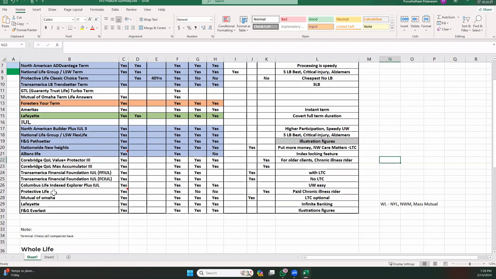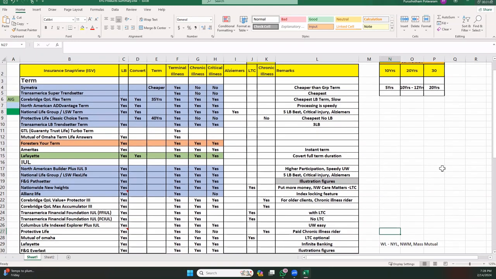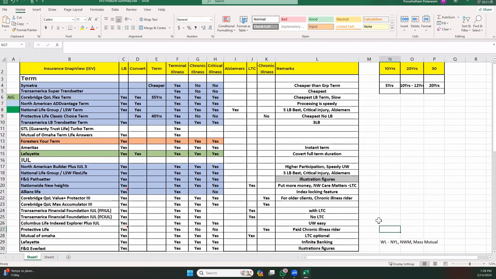Now, there is also Protective. They also have the paid chronic illness rider. Just for your information, you can add the 2%. They don't have critical illness, but they have chronic illness. That is optional. It is working like LTC, but not LTC. The IRS codes are different. LTC uses 7702, whereas chronic illness paid rider is 101G. So you need to know that if someone asks. It's important to know and understand how the industry works.